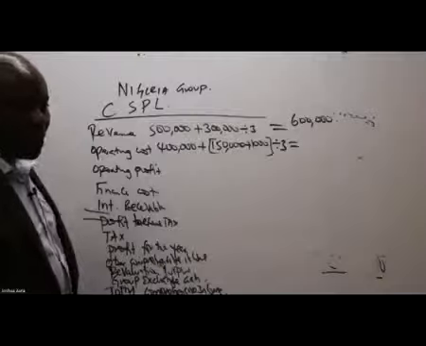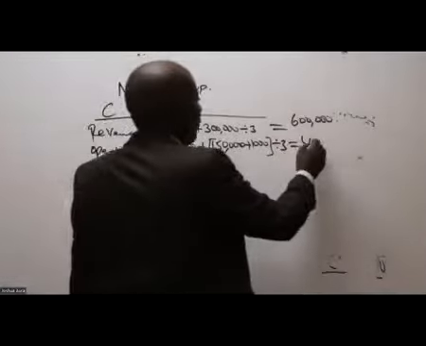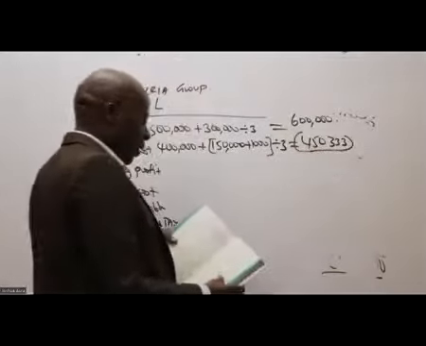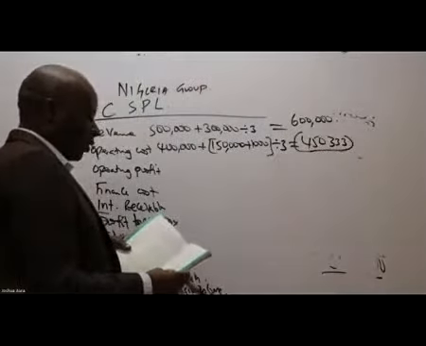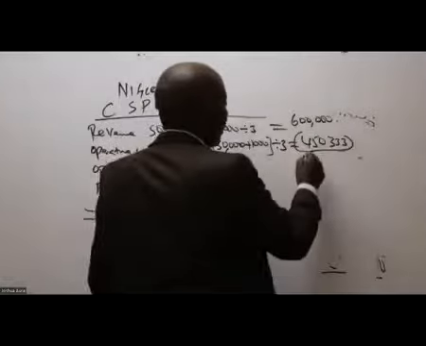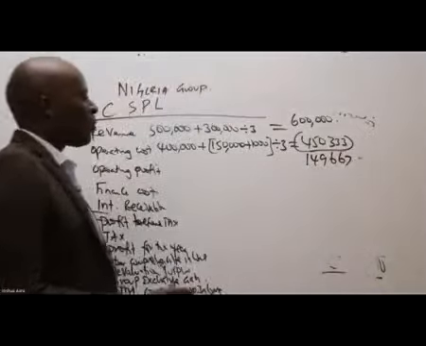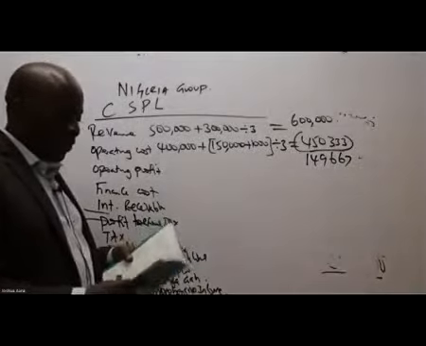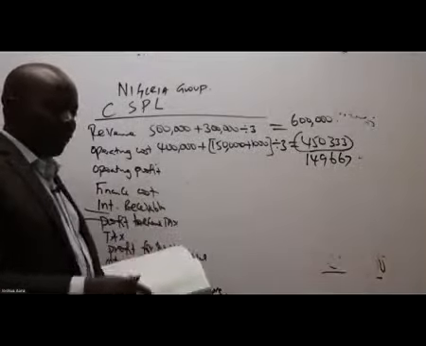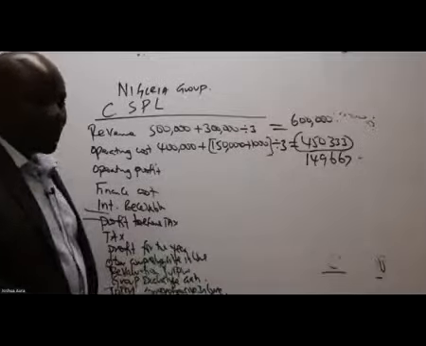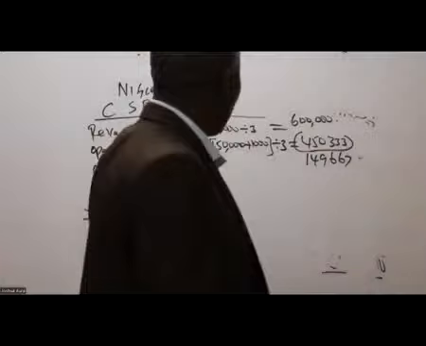You have 450,333. And if you subtract here, now we shall be able to get our operating profit of 149,667. Could you kindly confirm this operating profit? 149,667. Yes. So from there we go to the finance cost.